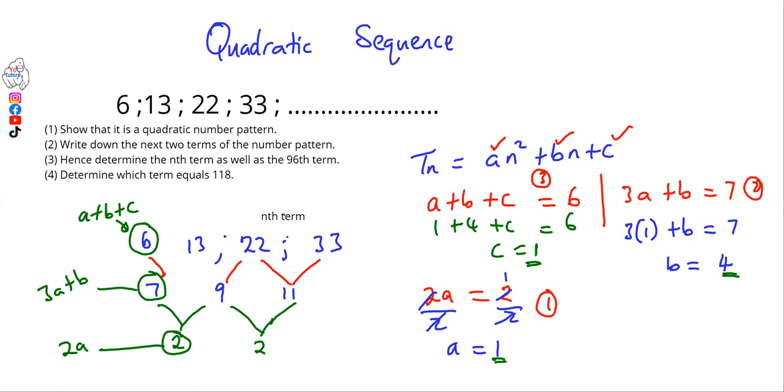Okay. Now we substitute the values of A, B and C into our equation. Our equation now becomes Tn equals A is 1, so n squared, plus B is 4, 4n, plus 1. Okay, this becomes our final equation.